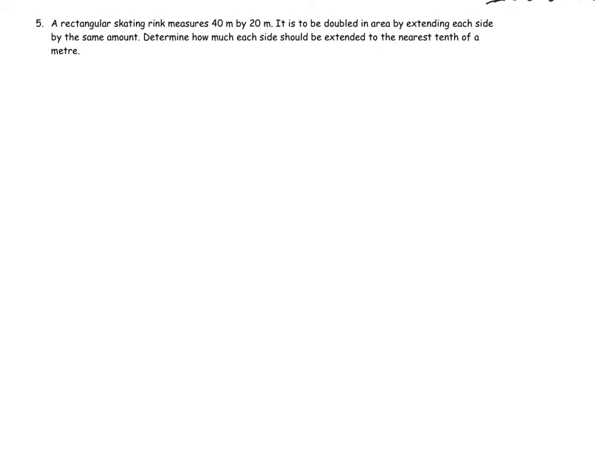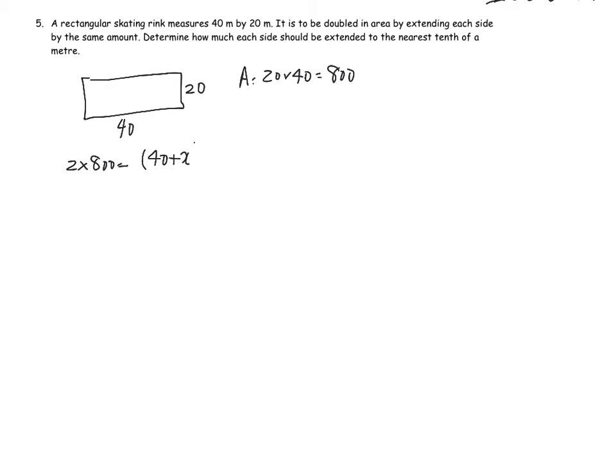The next question says that you have a rectangular skating rink which has a dimension of 40 by 20. So this is our rectangle, which is 40 by 20. Now we know that the area is 20 times 40, which is 800. Now we want the area to be doubled by extending each side by the same amount. So the new area becomes 2 times 800 because it's doubled, and every side is increased by the same amount, let's say x.